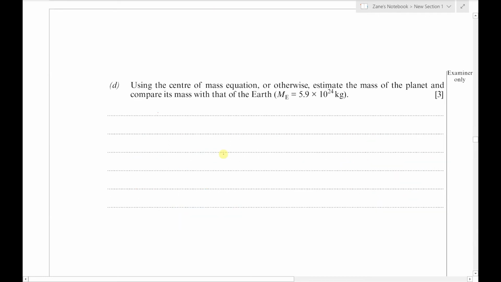For the last part of the question, we're going to use the centre of mass equation, or otherwise, we're going to estimate the mass of the planet and compare it with the mass of the Earth. So the centre of mass equation is r1 is m2 over m1 plus m2 times d. Now we're going to use that same approximation here, that m1 plus m2 is the same as the mass of the star. So we've got m2 d over the mass of the star. We're trying to find m2, so m2 is r1 times the mass of the star over d.